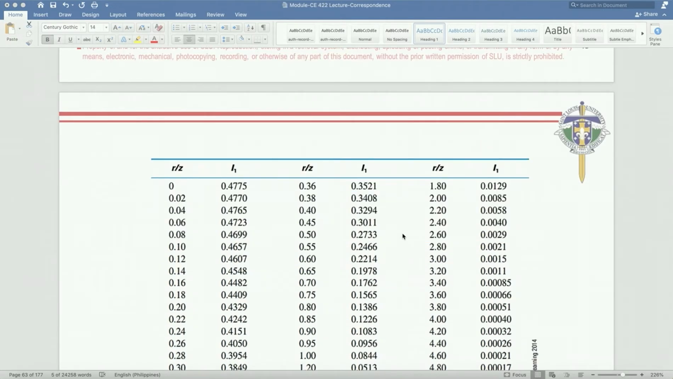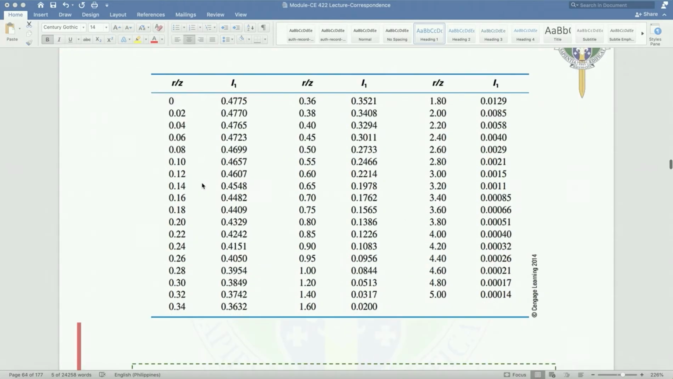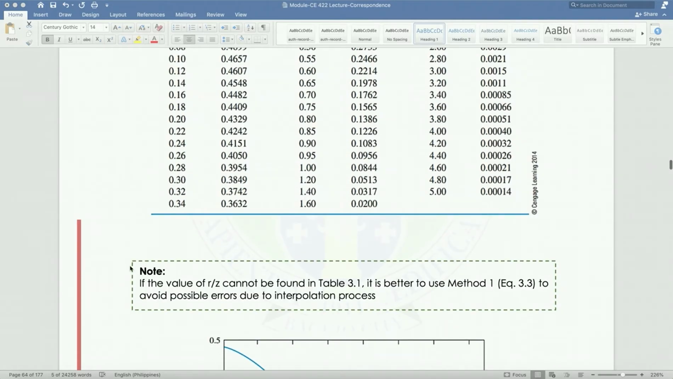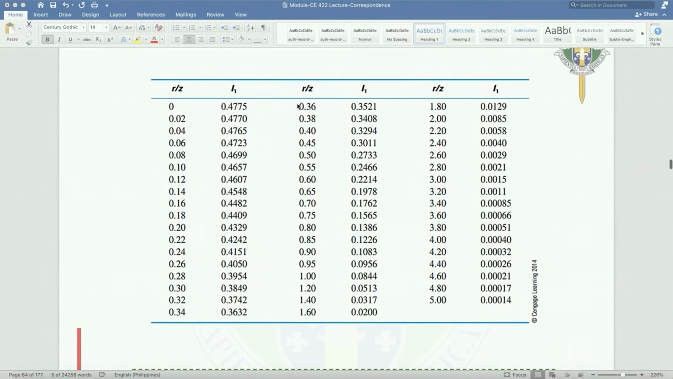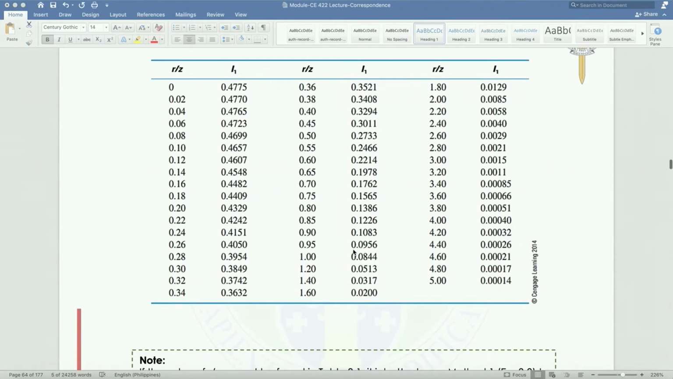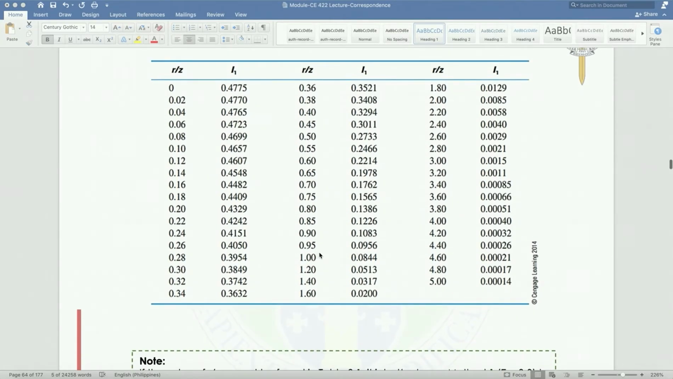So all in all, we have two methods: the equation method and the table method. Note that if the value of r over z cannot be found in the table, it is better to use the equation method, or the Boussinesq equation, to avoid possible errors due to the interpolation process. Because if we cannot find the value of r over z here, then we can do interpolation. But of course, since we will be interpolating, we can have error.